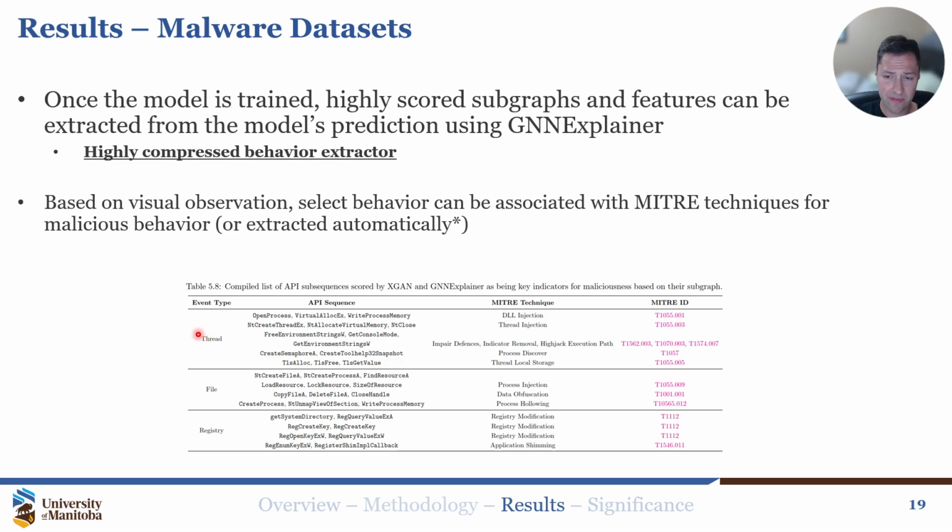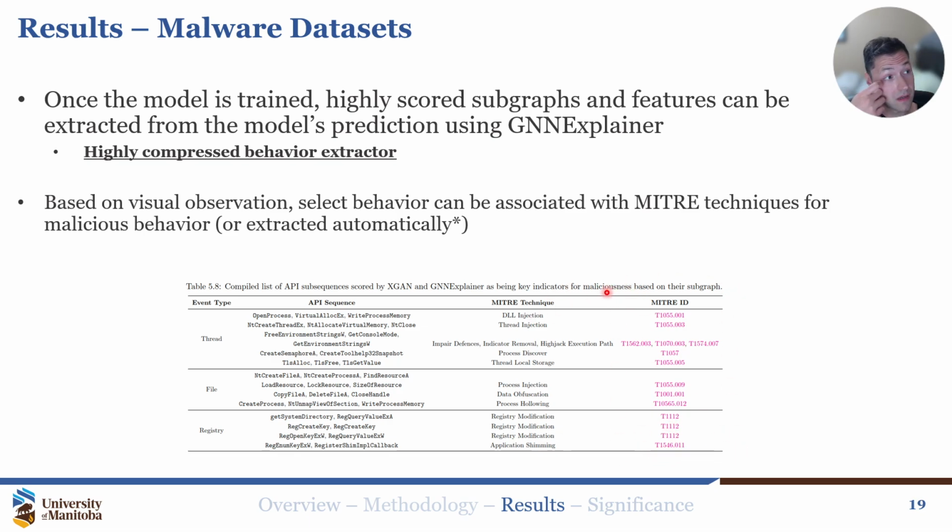But ultimately, one thing we found was some of those highly scored API sequences actually correspond to MITRE techniques that are well known in the industry and the scientific community, corresponding to DLL injection, process injection, and registry modifications. Obviously, registry modifications use the same sorts of API calls, right? And there are certain MITRE IDs that actually correspond to these.